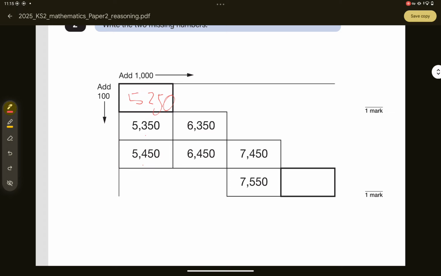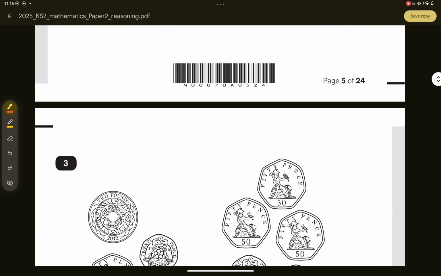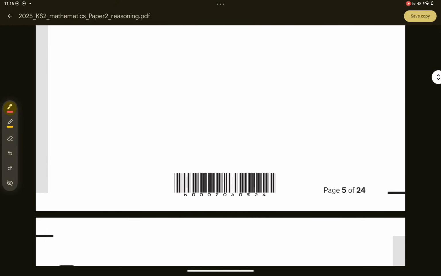And this one, add 1000. This is 5,000, 6,000, 7,000, and then this would be 8,000. And we know that this one is 7,550 on the row, so this one has to be 8,550 because the 8,000 is in the 550 row.